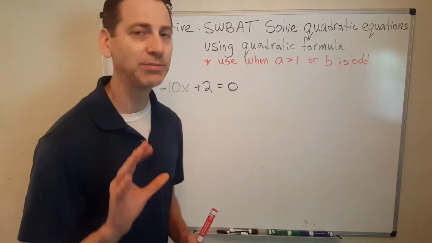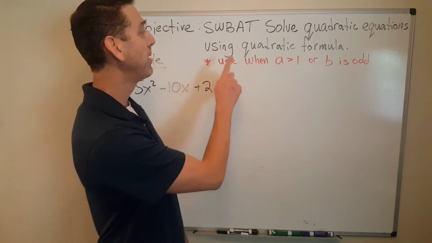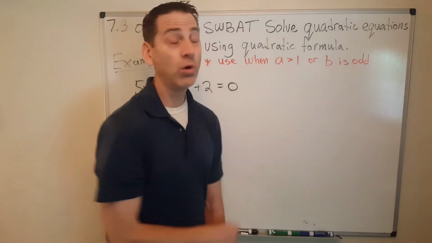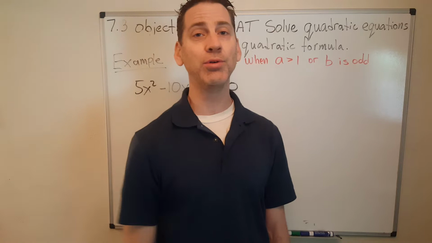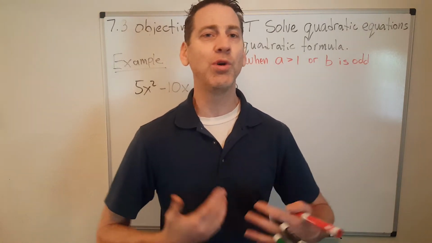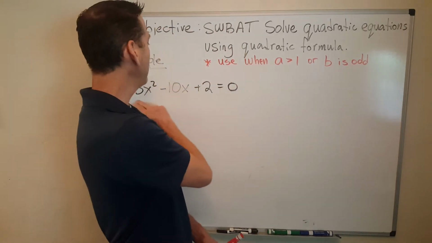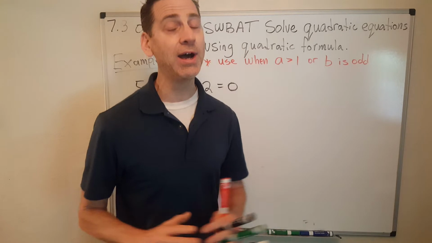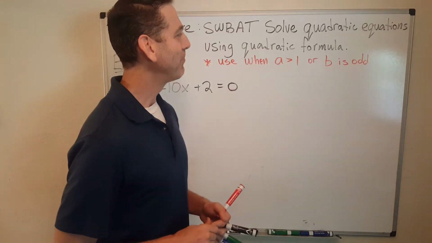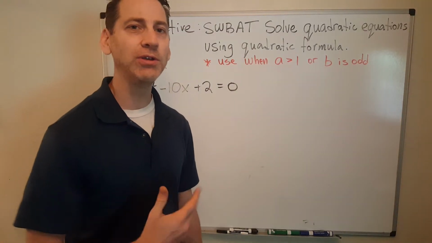The quadratic formula is especially useful when a is greater than 1 and/or b is an odd number. We can use completing the square for those, but it just becomes more complicated. So if you see that a is greater than 1 and b is odd, the quadratic formula is the way to go. So let's go ahead and dive right in to using the quadratic formula.